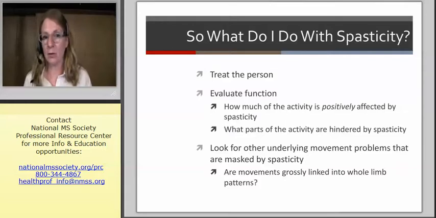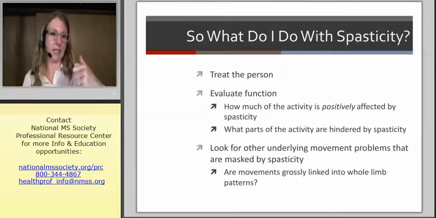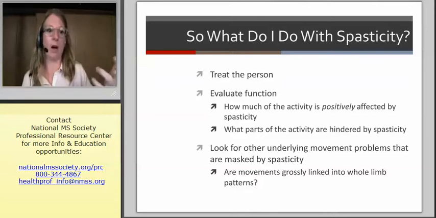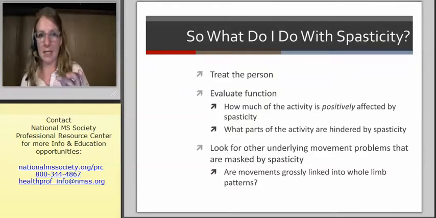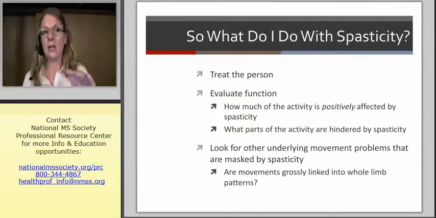Look for other underlying movement problems that are masked by spasticity. Are there movements that are grossly linked to whole limb patterns? Sometimes if a patient's arm is moved very suddenly, their lower leg will go into a spasm or some type of tone pattern. So if there are other movement problems that are linked, that set off their spasticity or that they're compensating with, you need to pick those up.